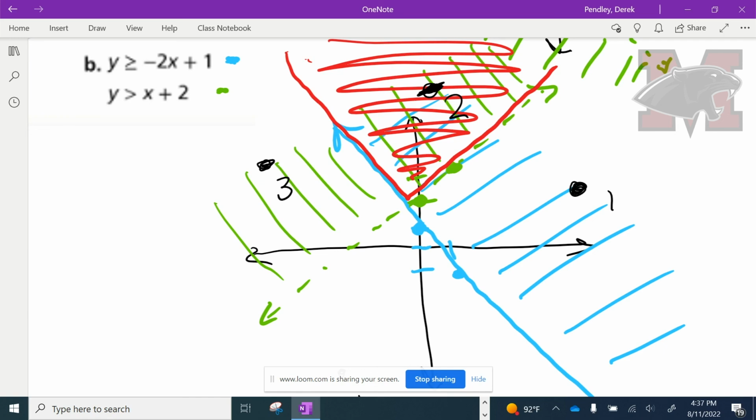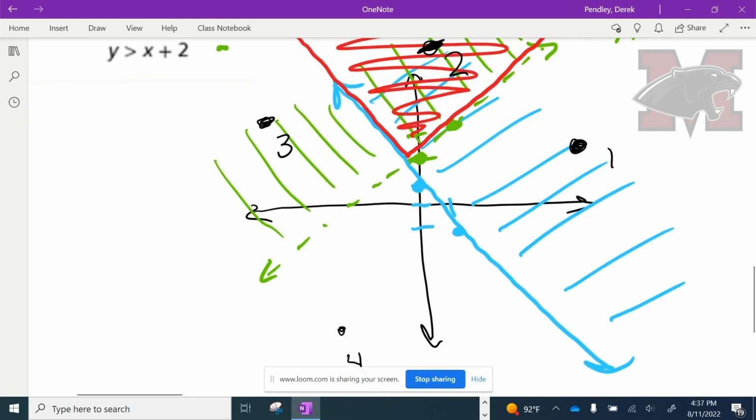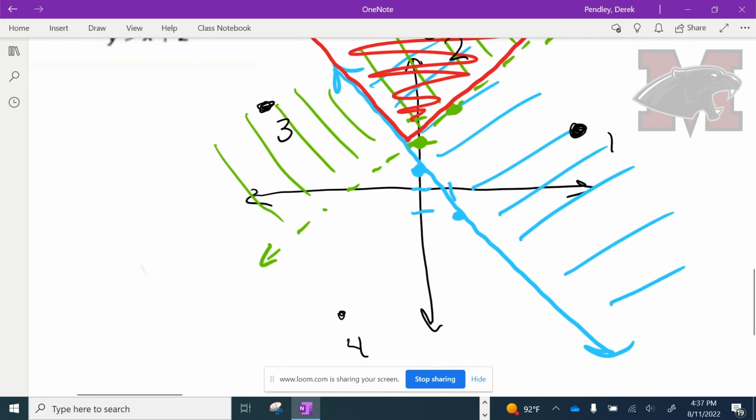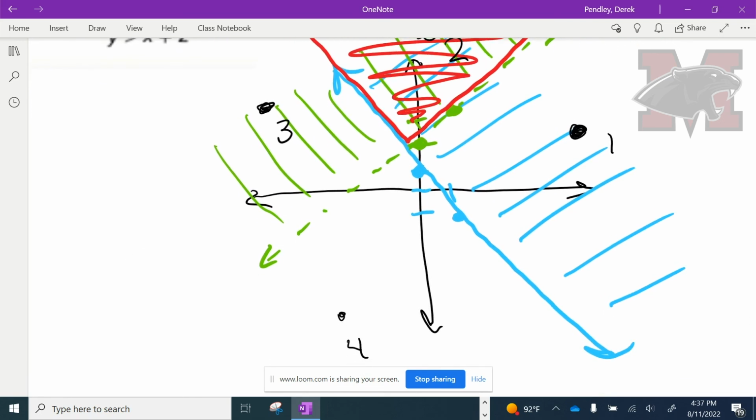Point 3, I just realized you couldn't see point 4. Point 3 only works for the green line but not the blue. And then point 4 doesn't work for any of them. So that's what the picture is telling me right there.